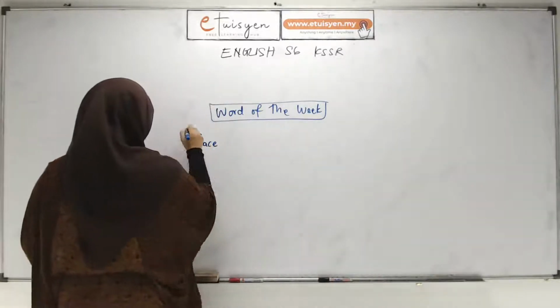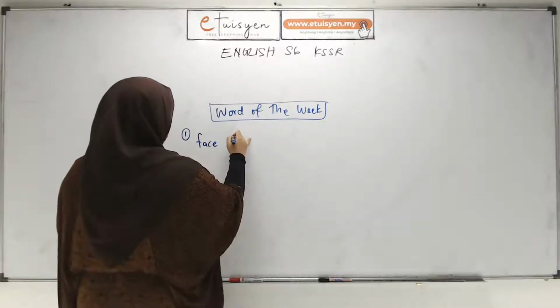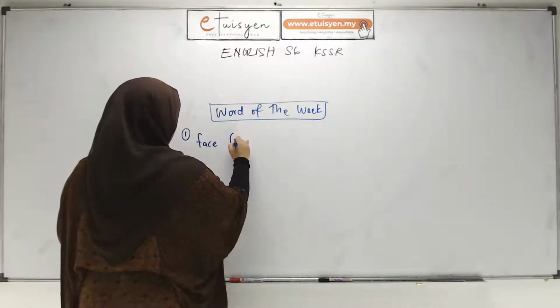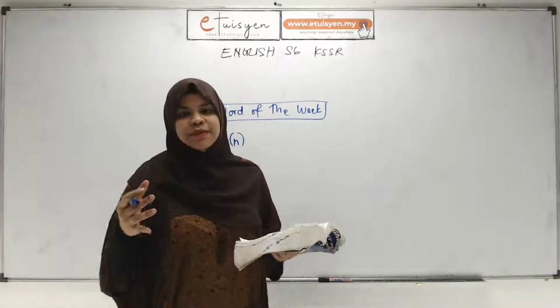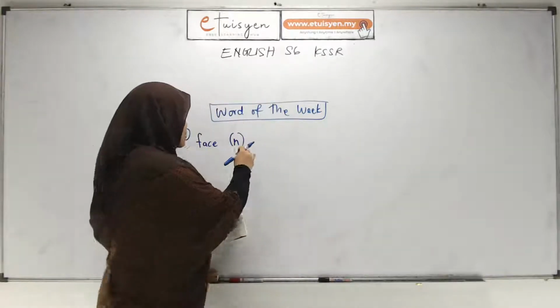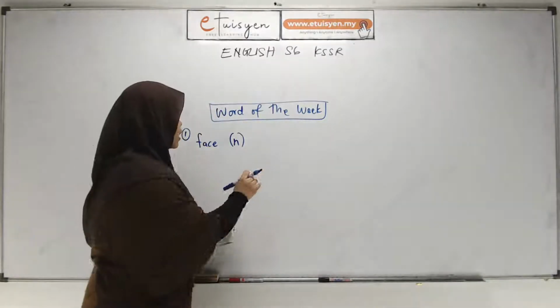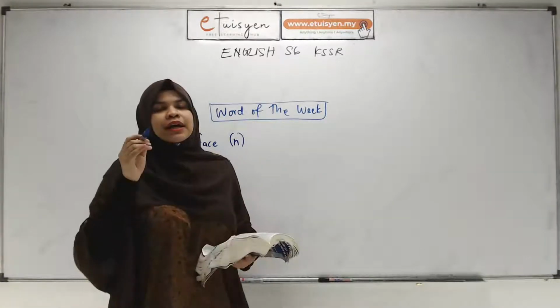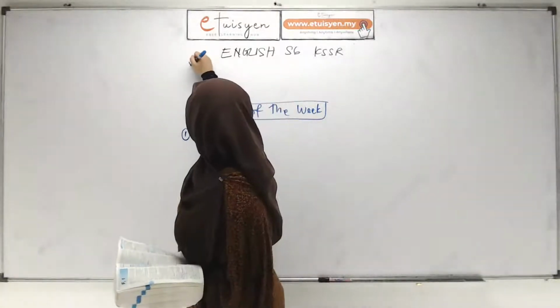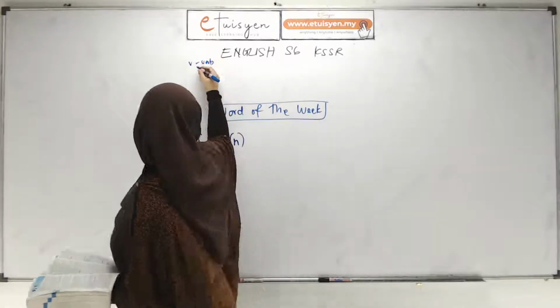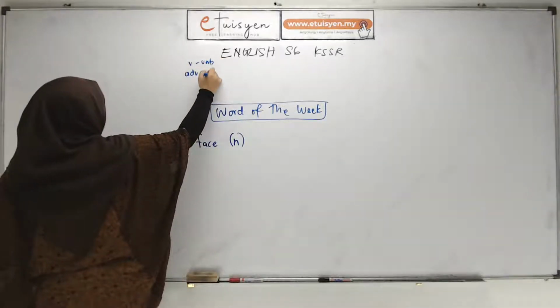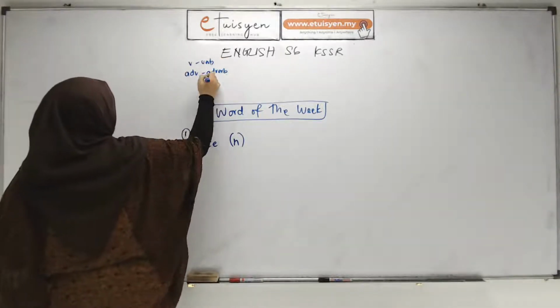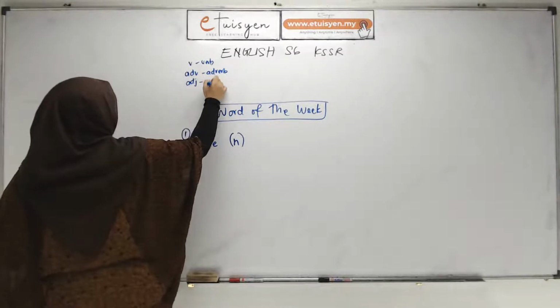Okay, the first one, the first phase, and then yang ni, okay, dia adalah noun. Okay, macam Miss share minggu lepas, simbol-simbol ni dalam dictionary korang. So this is N for noun. Kalau V is for verb, ADV is for adverb, and then ADJ untuk adjective.